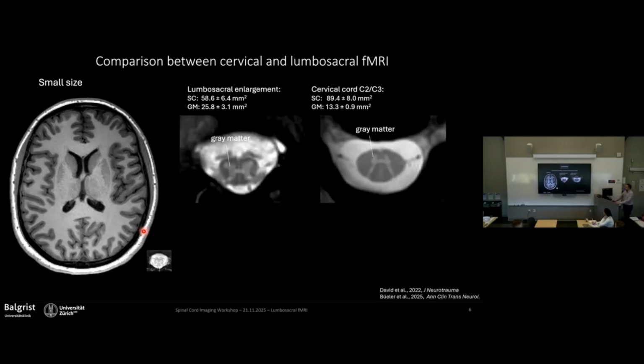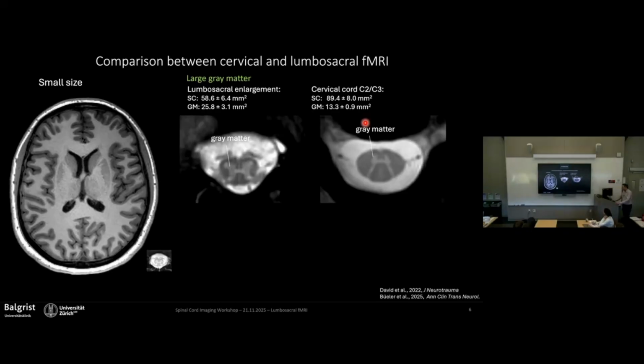Here, more interesting is a comparison between the cervical cord and the lumbosacral cord. And what you have to know is that the lumbosacral cord is smaller in terms of the spinal cord area. So here, this is the same subject. You can see that the lumbosacral enlargement is around 60 square millimeters large compared to the cervical cord C2, C3 level, which is around 90 square millimeters.